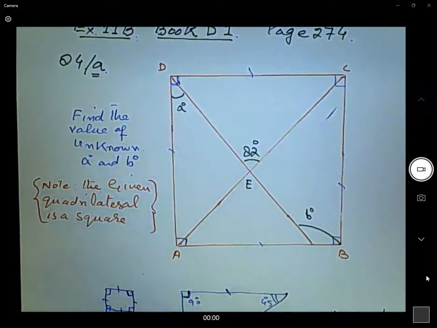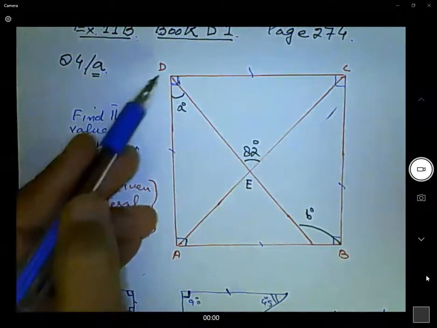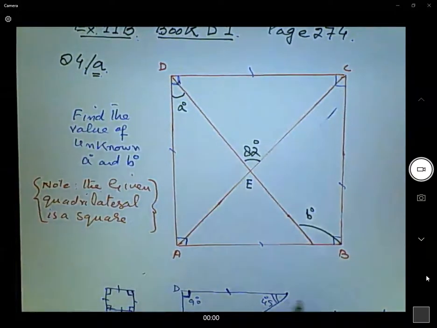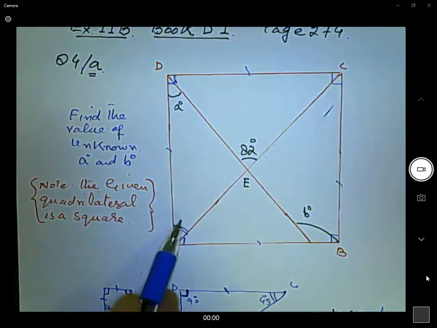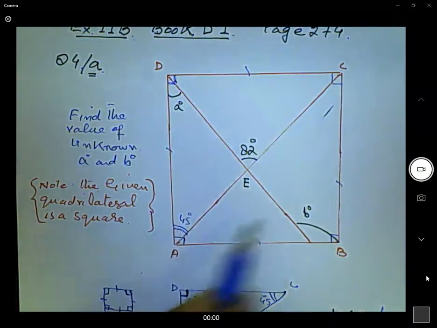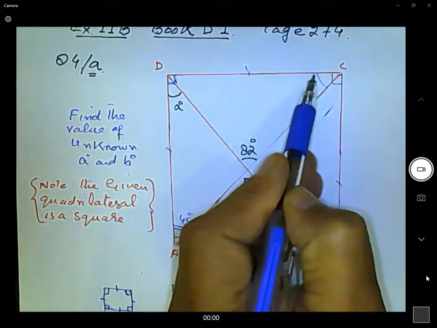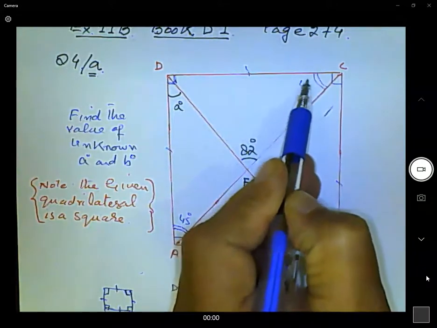Look here, it's A, it's D, and it's C. So on the basis of this triangle, this angle, look here, that angle will be equal to 45 and the same case is here, that angle will be equal to 45.